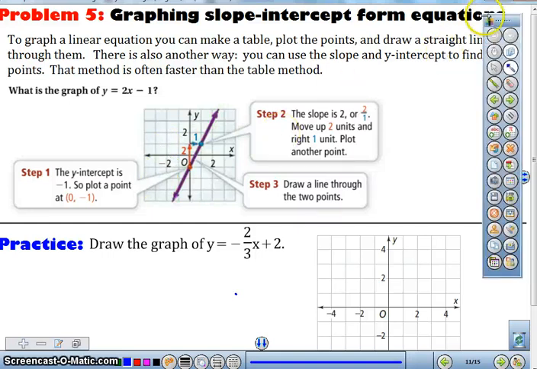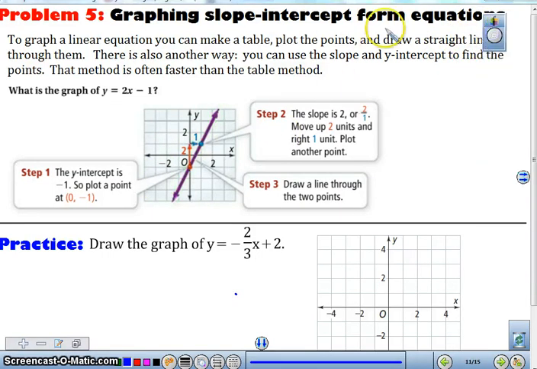Last part of day 1 of lesson C2 is knowing how to graph in slope-intercept form of an equation. Up to this point, when you were given an equation, you would have made a table, plotted the points, and drawn a straight line. We want to use another way now, and the easier way is to use our slope and our y-intercept to help us find points.